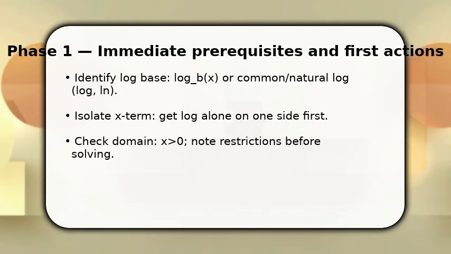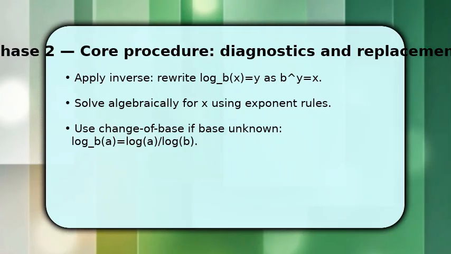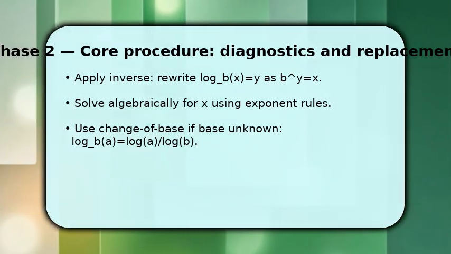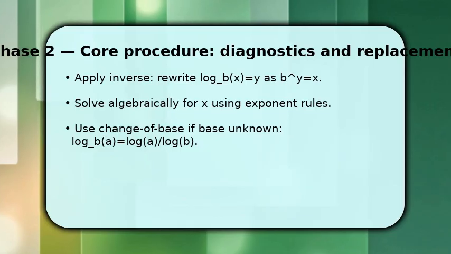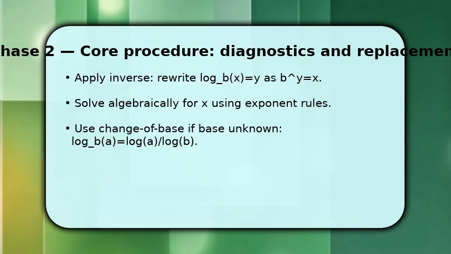Now convert the logarithmic statement into an exponential one, because that turns the unknown into a direct value you can solve. log_b(x) = y becomes b^y = x. Once converted, perform algebraic steps, multiply, divide, or factor, to isolate x explicitly.